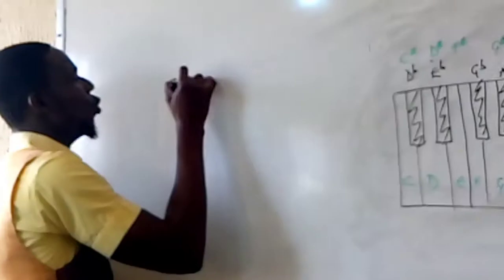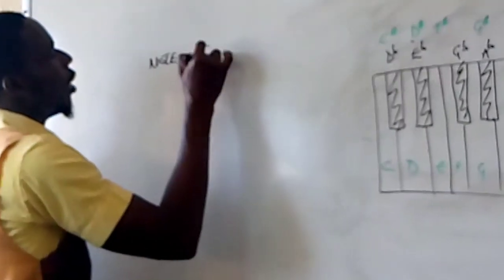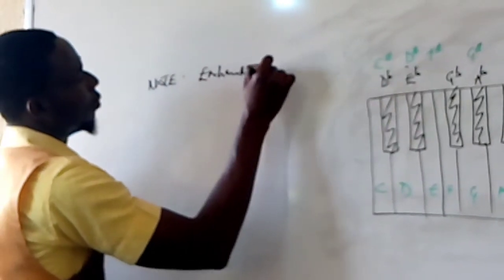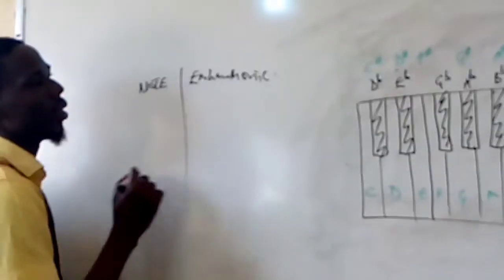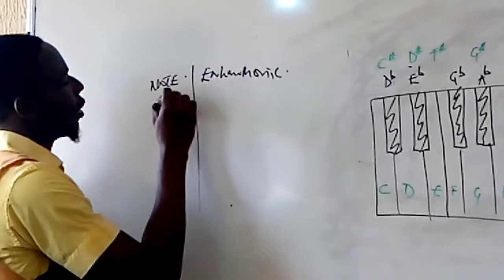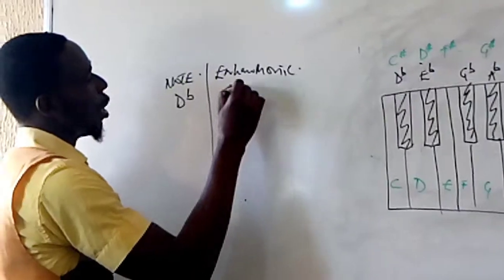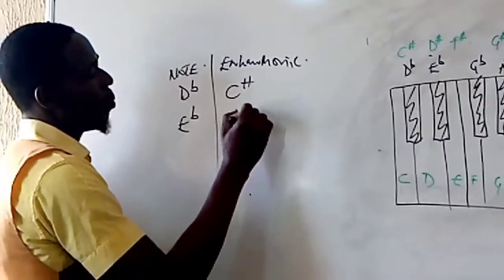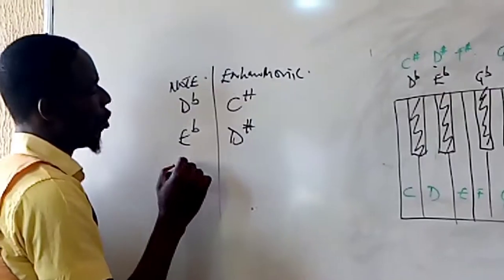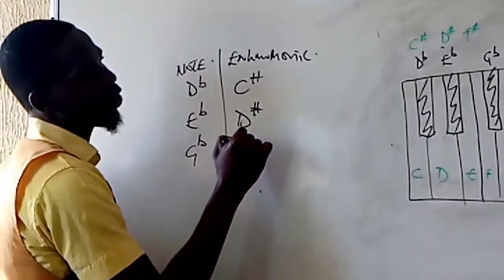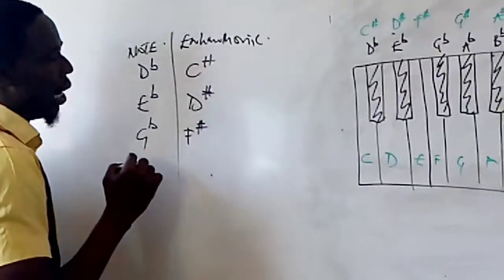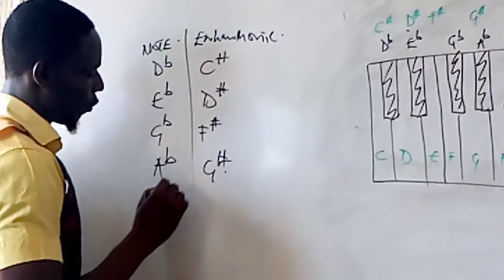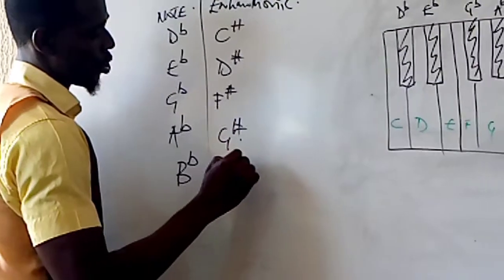So if you get your notes, the enharmonic note for D flat is C sharp. The enharmonic note for E flat is D sharp. The enharmonic note for G flat is F sharp. And the enharmonic note for A flat is G sharp. Then the enharmonic note for B flat is A sharp.